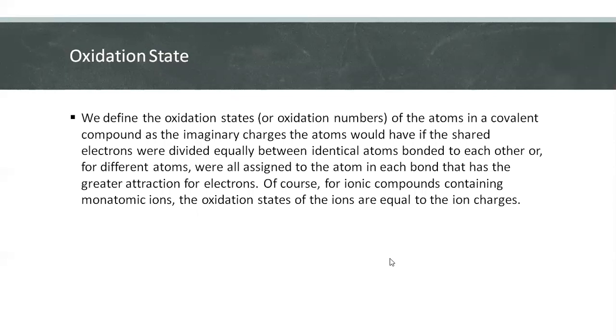We define the oxidation state or oxidation number of an atom in a covalent compound as the imaginary charge the atom would have if the shared electrons were divided equally between identical atoms bonded to each other, or, for different atoms, were all assigned to the atom in each bond that has the greater attraction for electrons. Of course, for ionic compounds containing monoatomic ions, the oxidation states of the ions are equal to the ion charge.